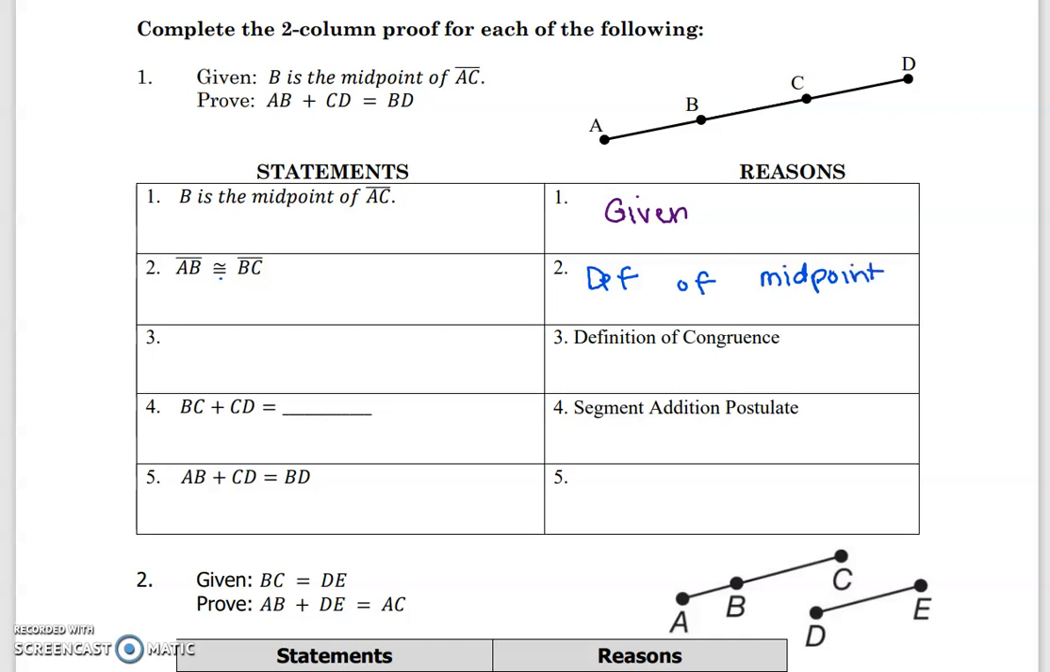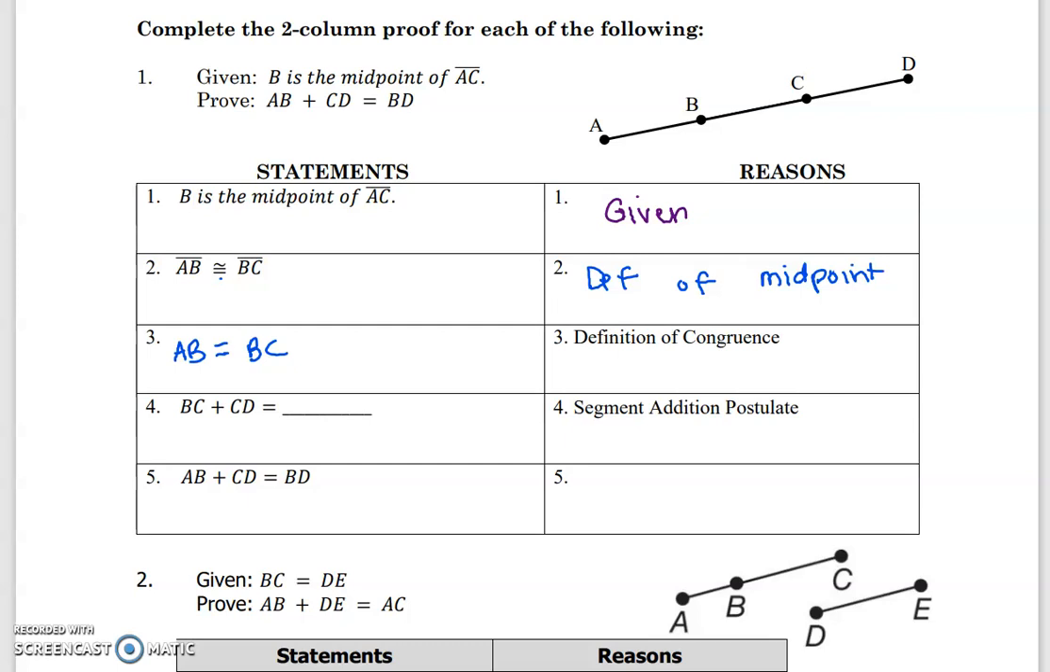Next, we're going to use definition of congruence. So what does it mean to be congruent? It means things are equal. And if we're talking about adding and doing things like this with solving, we have to change it from congruence to equals. So we're going to say that AB is equal to BC because congruent means equal. Definition of congruence means if it's congruent, it's equal.